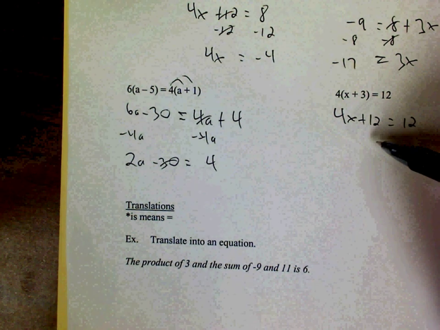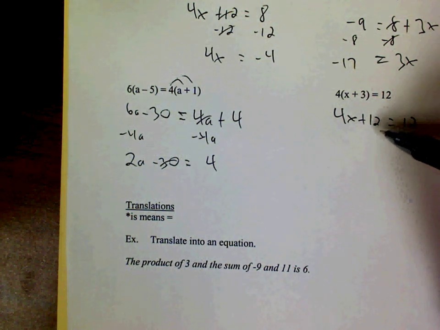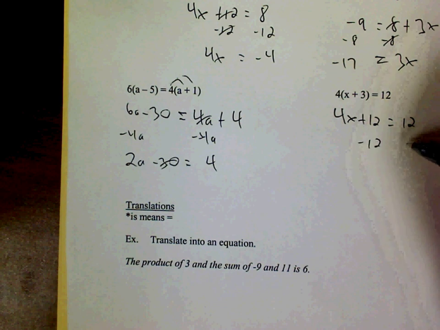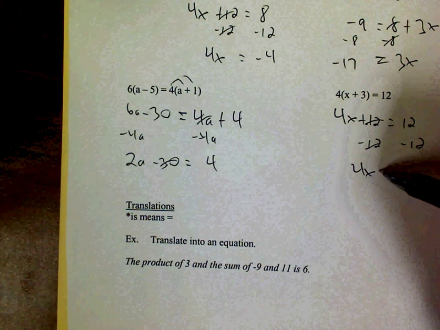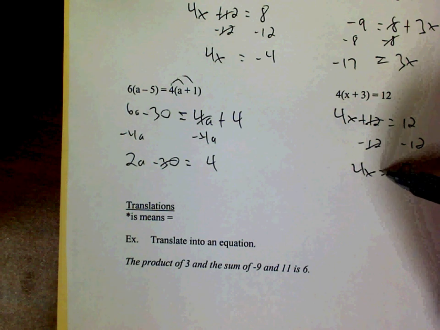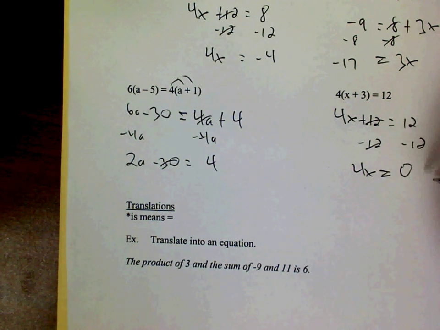We're going to try to isolate it by eliminating the plus 12. The 12 is being added, so we will subtract. Once you do one side, do the other. Those become 0, leaving 4x. 12 minus 12 is also 0. A lot of people have a hard time believing that you can have a 0 up here.